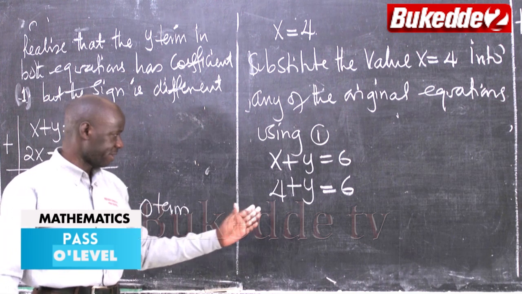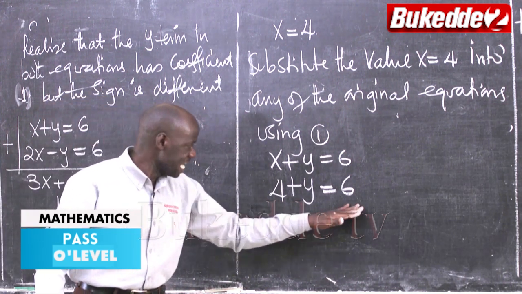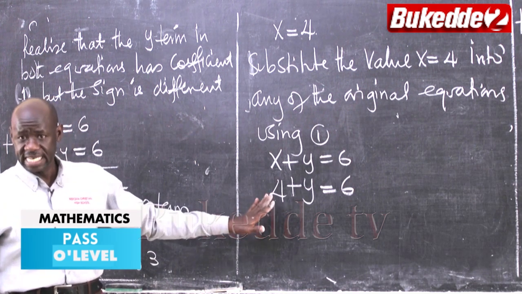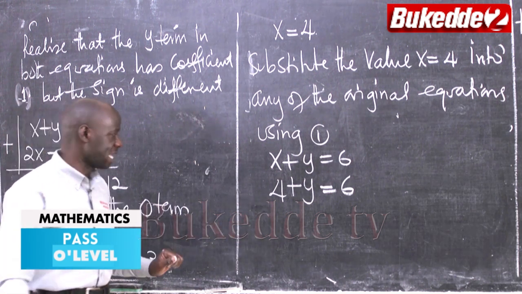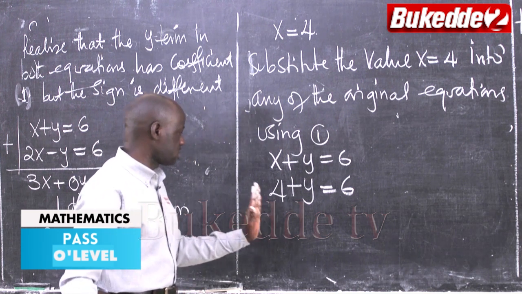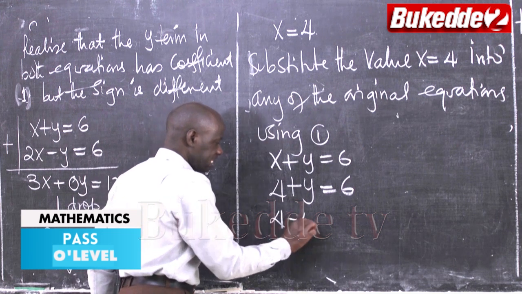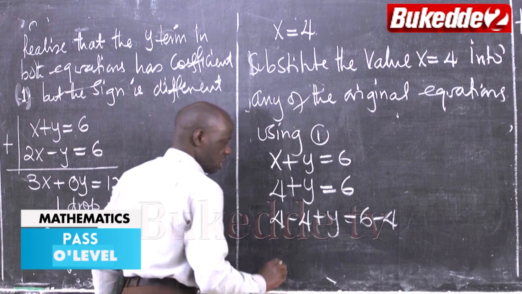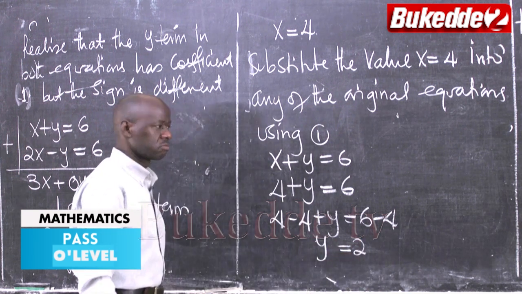So what do we do next? Please realize that this is an equation in y, which we can solve to get the value of y as easily as you possibly can. For us to get the value of y, we are going to transpose 4, so that we have 4 less 4 plus y is equal to 6 less 4, in which case we have y as being equal to 2.